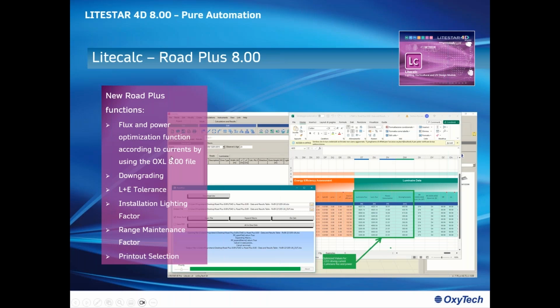Then in the Road Plus module, we also introduced the downgrading. Downgrading means to satisfy what the standard, the EN 13201-5, the standard of Europe about road lighting, is saying. The standard is giving you the option to reduce the flux. For example, whenever you have a different traffic flux rate.